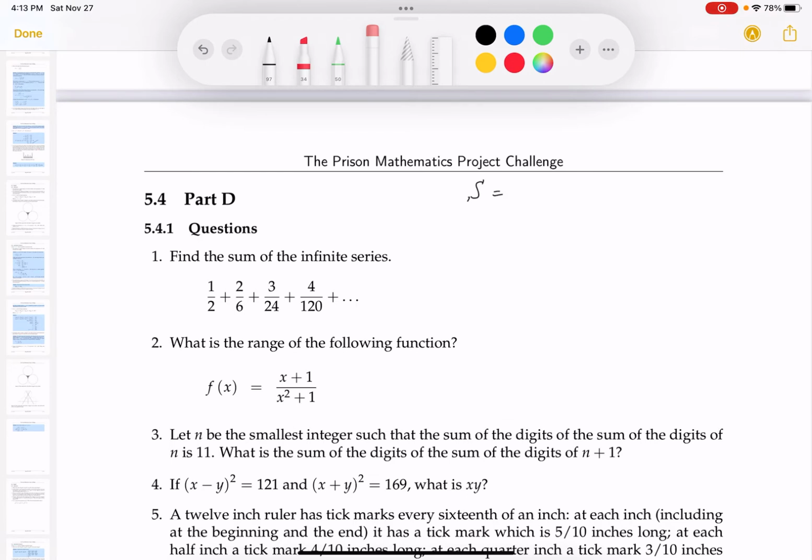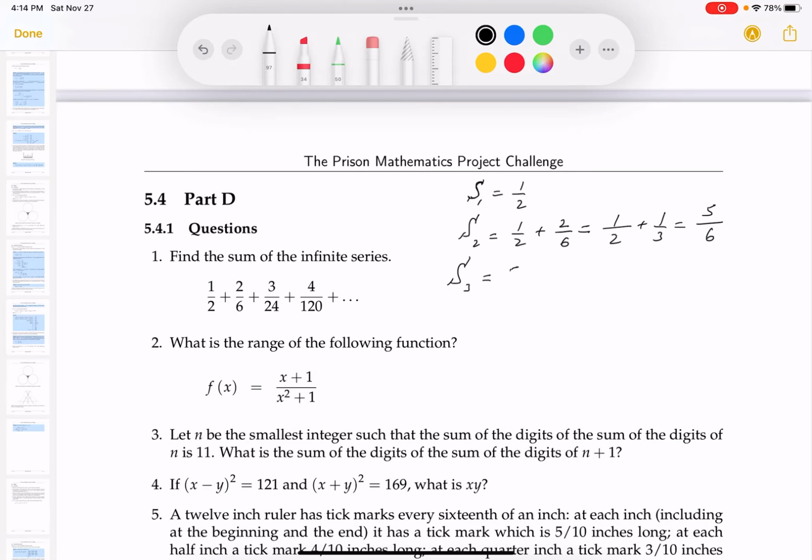Let's write down S1. That's the first partial sum, which is 1/2. Let's write down S2, and that's going to be 1/2 plus 2/6. That would be 1/2 plus 1/3. That would be 6, and you get 3 plus 2, which is 5/6. All right, that's not so bad. Let's put down S3.